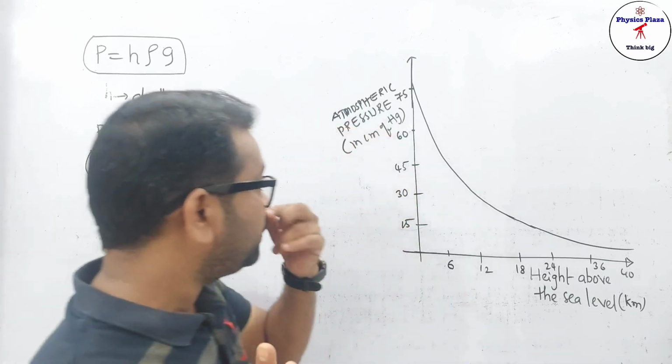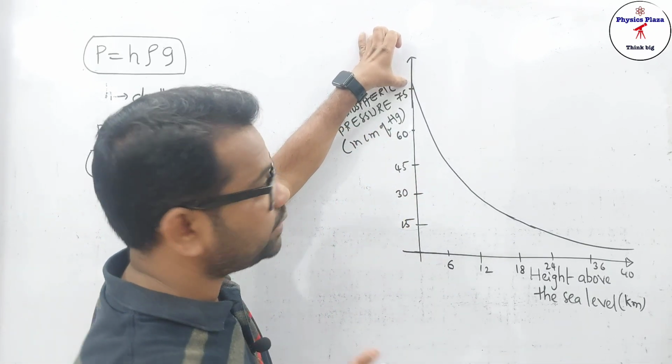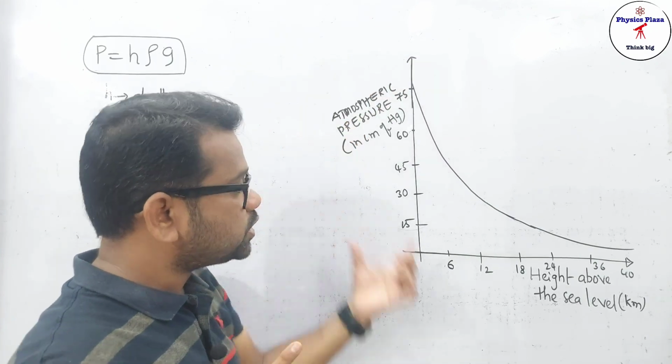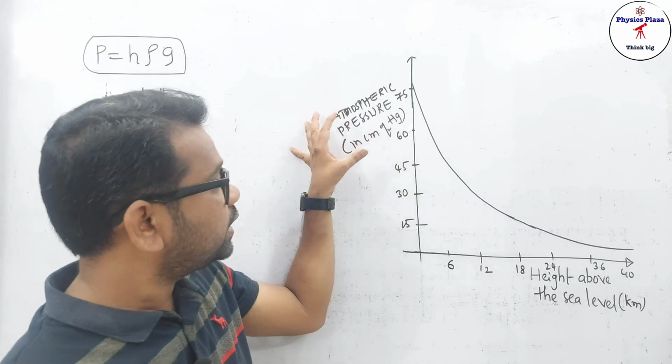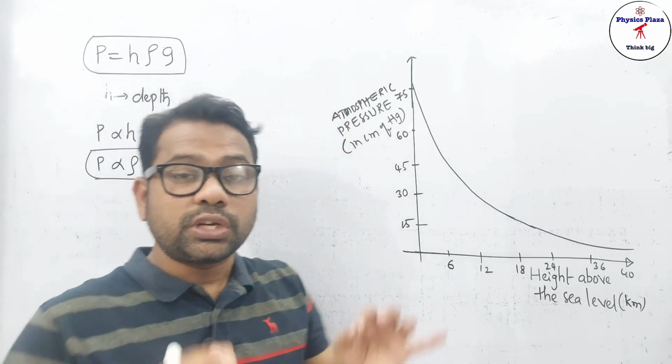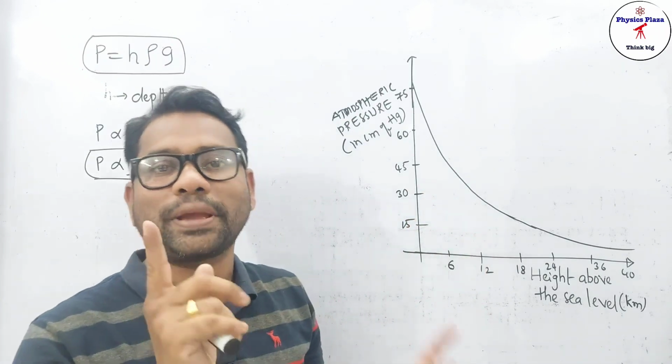Is it clear? And here is an important point. This curve should start from 76. This is very important from the examination point of view. And you must mention exactly what we are taking on the x-axis and what we are taking on the y-axis. Children, from the examination point of view, this graph is very important. So you have to make a note of it.